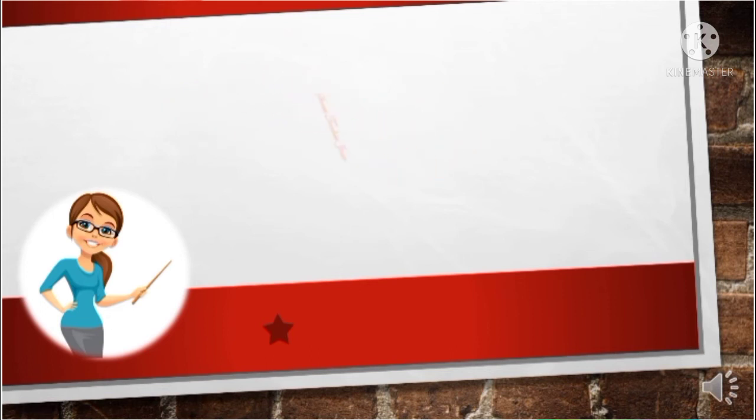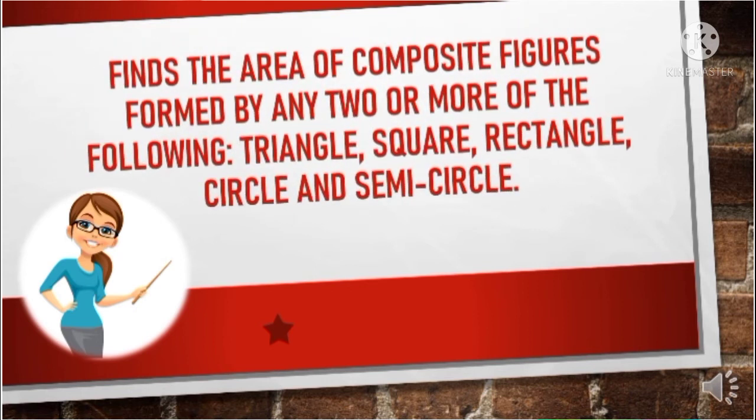Welcome to my classroom. Our lesson for today is finding the area of composite figures formed by any two or more of the following: triangle, square, rectangle, circle, and semicircle. Here is part 1 of our lesson. Let's start.